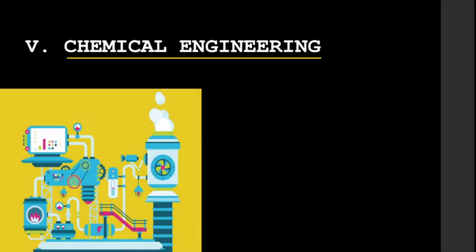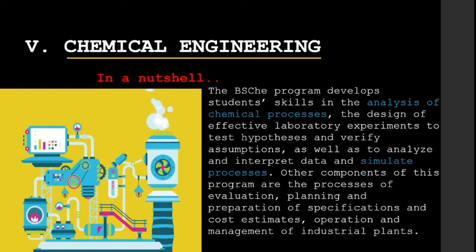Next would be chemical engineering. In a nutshell, the BSChE program develops student skills in the analysis of chemical processes, the design of effective laboratory experiments to test hypotheses and verify assumptions, as well as to analyze and interpret data and simulate processes.